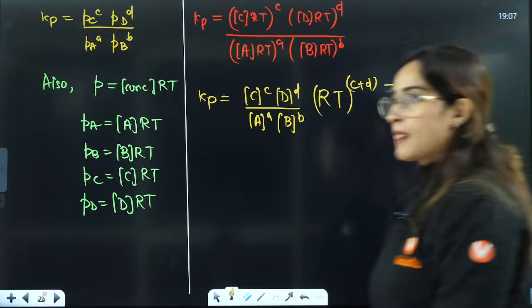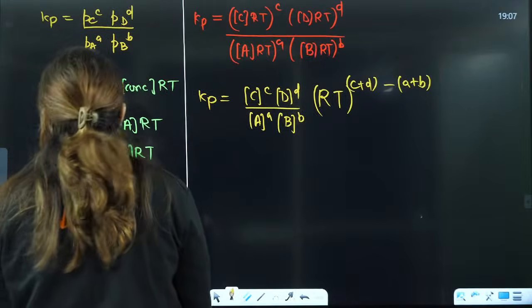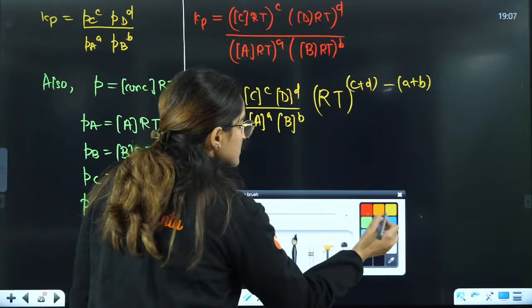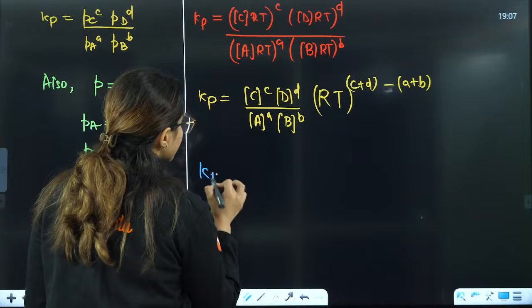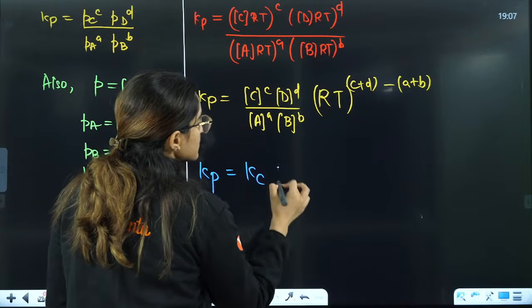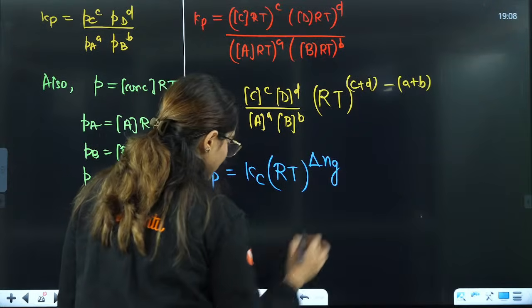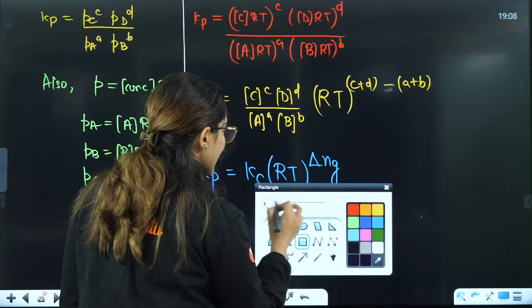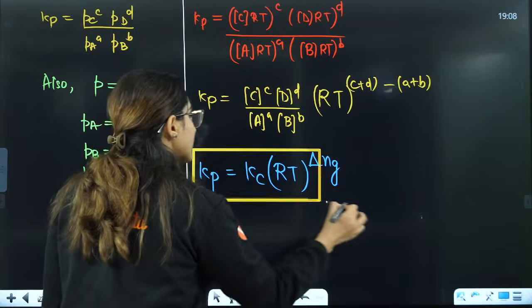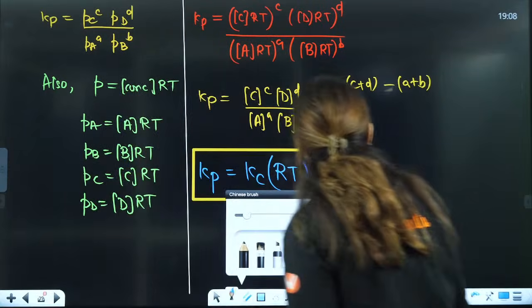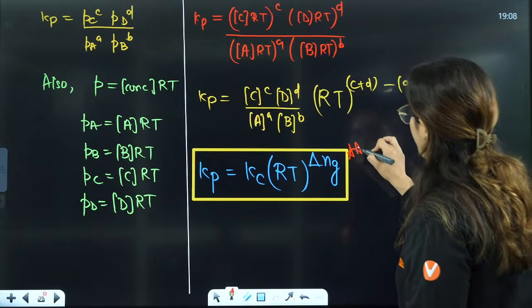Okay, minus A plus B. Now if you see this here, Kp is nothing but Kc, this is RT, raised to power delta Ng. This is the full-fledged relation that you have. That is a very, very important relation, and you will see a lot of questions based on that.